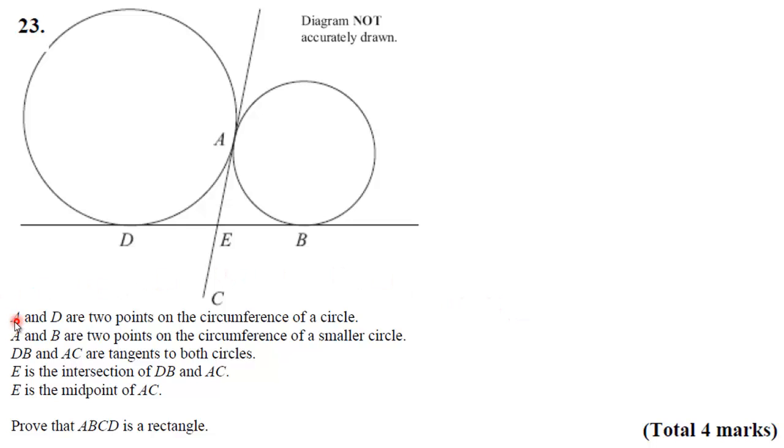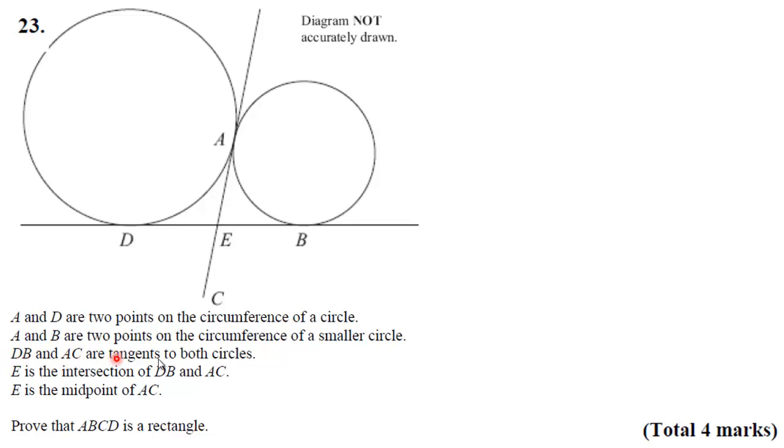Okay, looking at this question, A and D are 2 points on the circumference of a circle. So there's A, there's D, and they're points on the circumference of that larger circle. A and B are 2 points on the circumference of a smaller circle. A and B, they're on the circumference of the smaller circle.